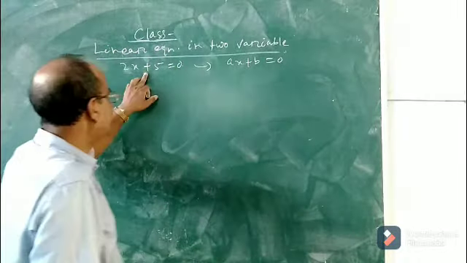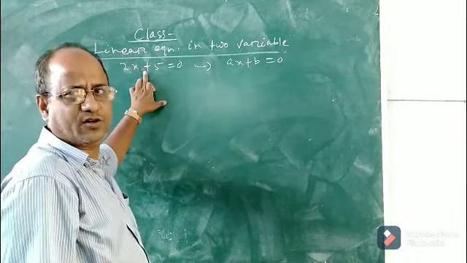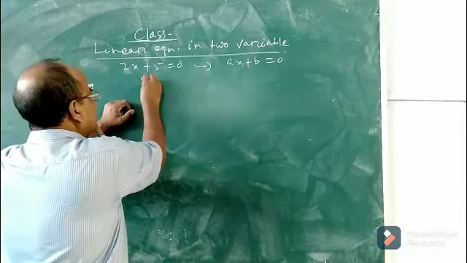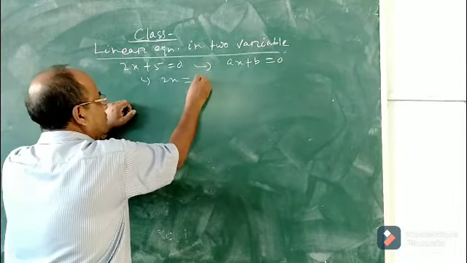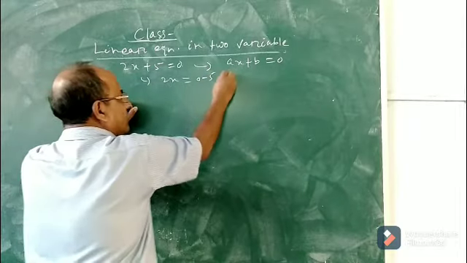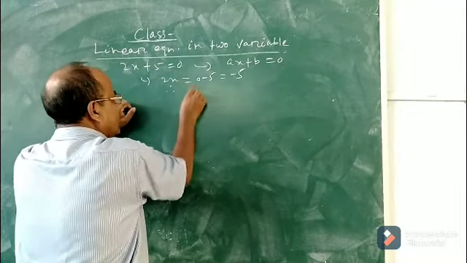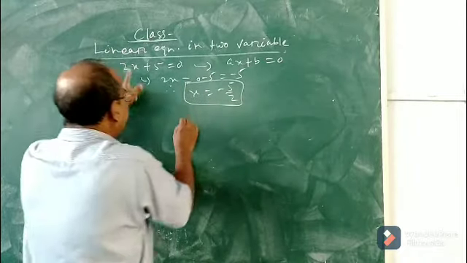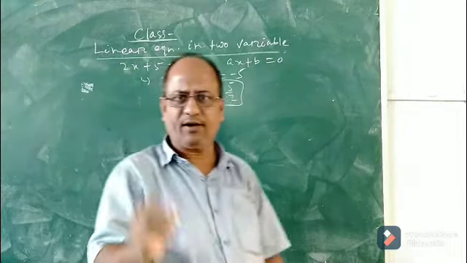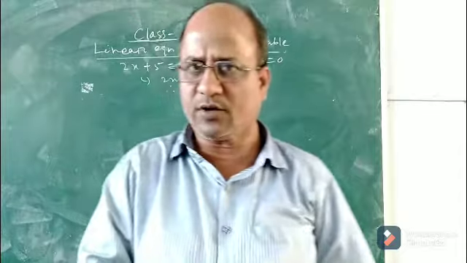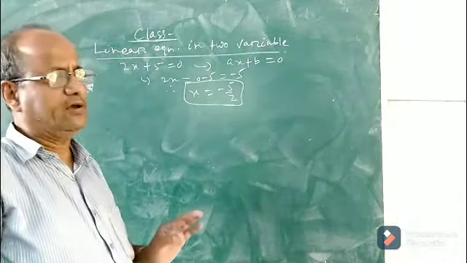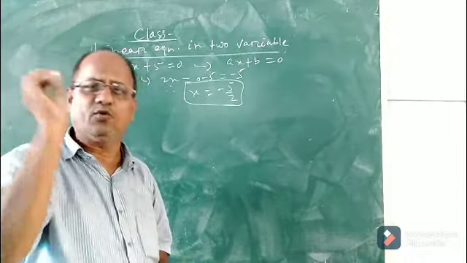Now children, if I ask you to find the solution of this linear equation in one variable, you can easily find it. The solution will be 2x equal to 0 minus 5. You know how to solve a linear equation. Therefore, x equal to minus 5 by 2. So this linear equation in one variable has one solution or one root, because its highest power is 1. Now, what is the concept of two variables?